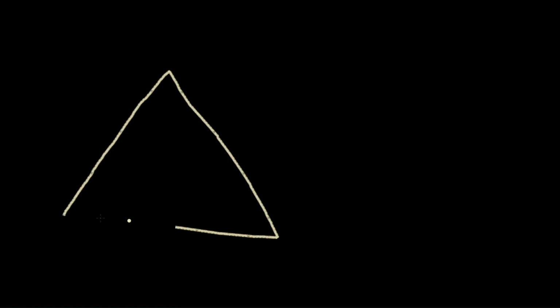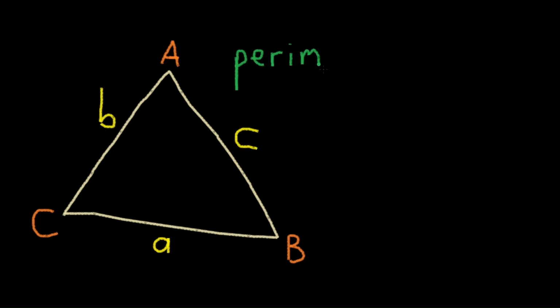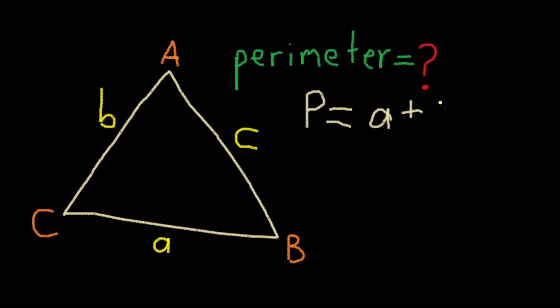Let's say we have this triangle ABC and it has the sides A, B, C. And we want to know the perimeter of this triangle. How do we find it? Finding the perimeter of a given triangle is very easy if you know the length of its sides. The perimeter of a triangle is basically the sum of the length of its sides.